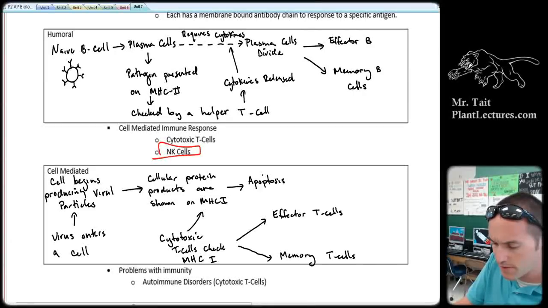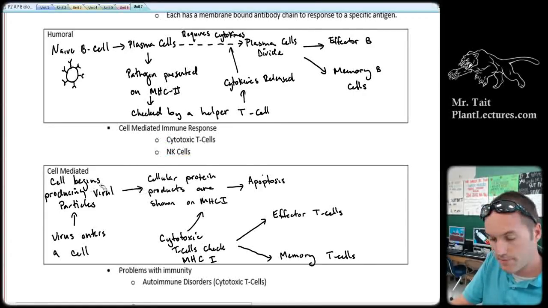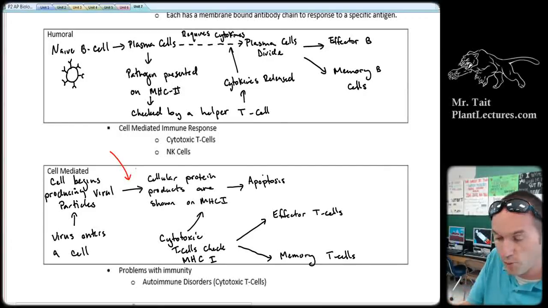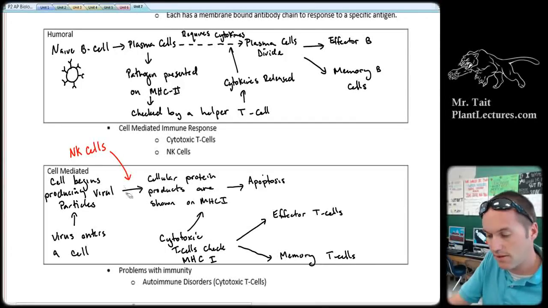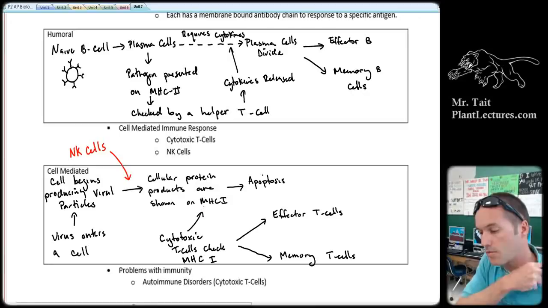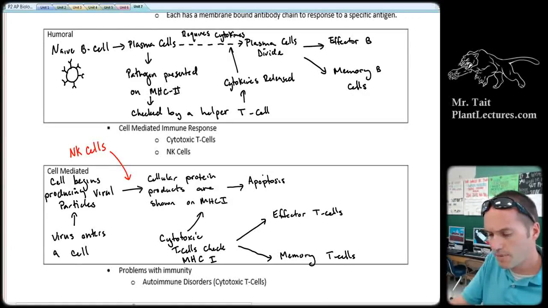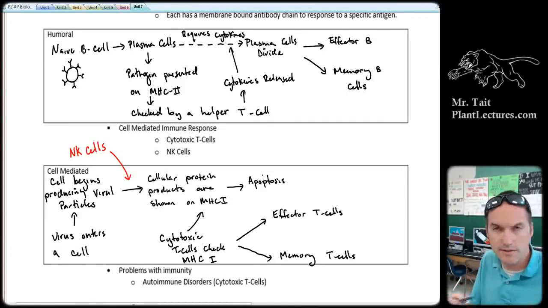When NK cells come into this mix is when this step doesn't work out, when the cell begins producing viral particles, but it doesn't actually show them on MHC1, right? Sometimes what happens is they don't show anything on MHC1. And so then NK cells are checking for this. So an NK cell can come into the mix here, and if that cell is not producing anything to show on MHC1, then an NK cell will kill that cell, because sometimes these viruses, they'll disable MHC1 prior to producing any proteins, because they know that if the cell tells the body what it's doing, a cytotoxic T cell will eventually kill it.